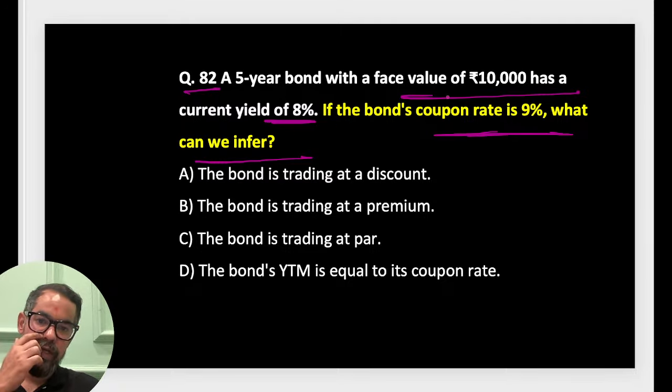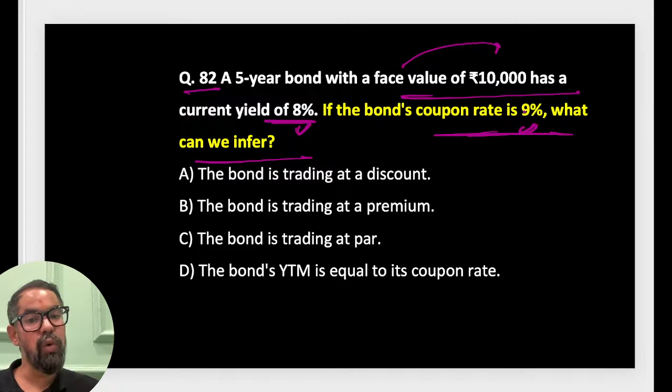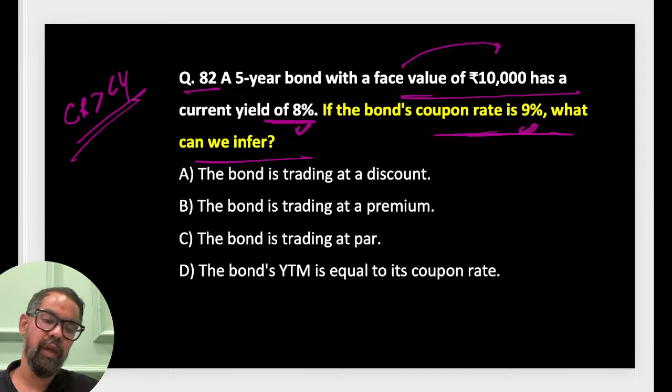5-year bond, face value is 10,000. Current yield is 8% and coupon rate is 9%. Coupon rate is greater than current yield. ठीक है. अब बताओ क्या होगा?